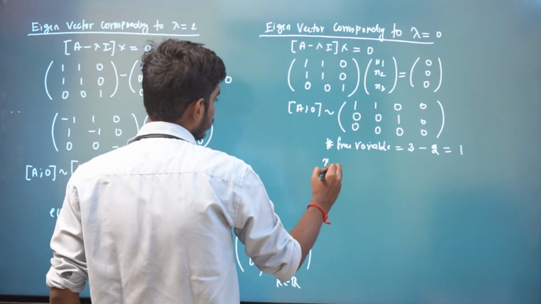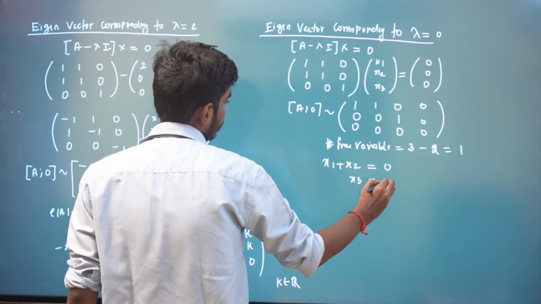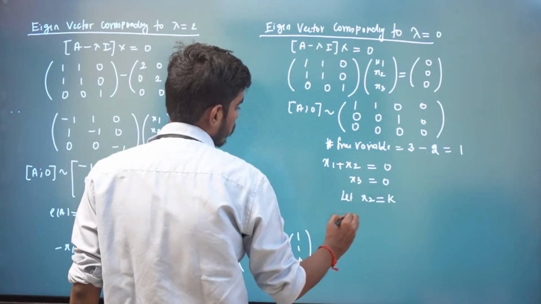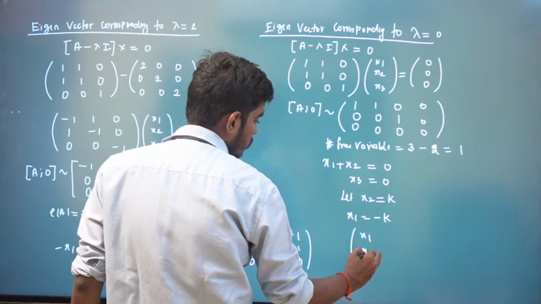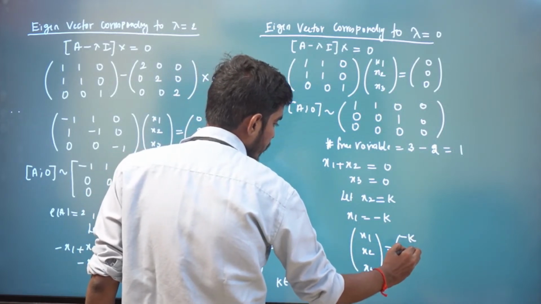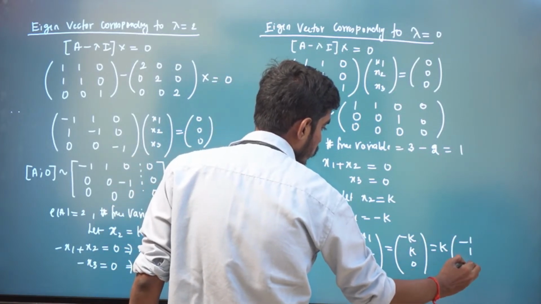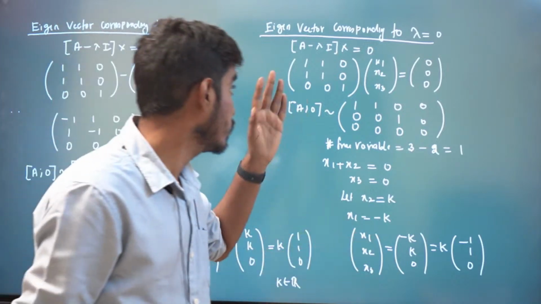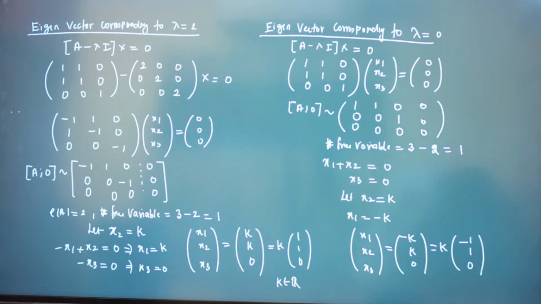And what are the equations we have? x1 plus x2 is equal to 0, and x3 is equal to 0. So let us assume x2 to be equal to k. Then x1 will be minus k. So the eigenvector corresponding to 0 is given by (minus k, k, 0). If we take k outside, (minus 1, 1, 0) is the basis for the eigenspace corresponding to lambda equal to 0, right?